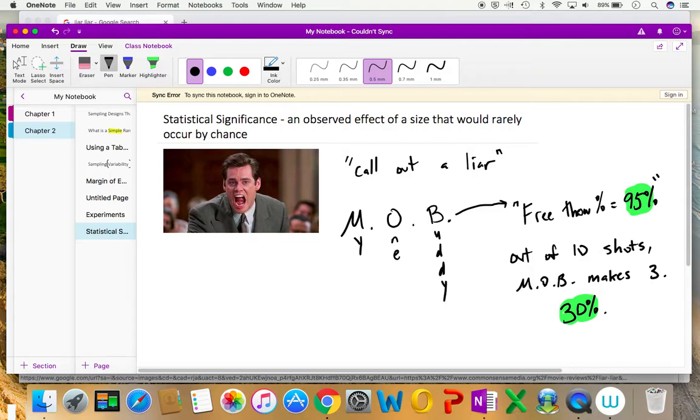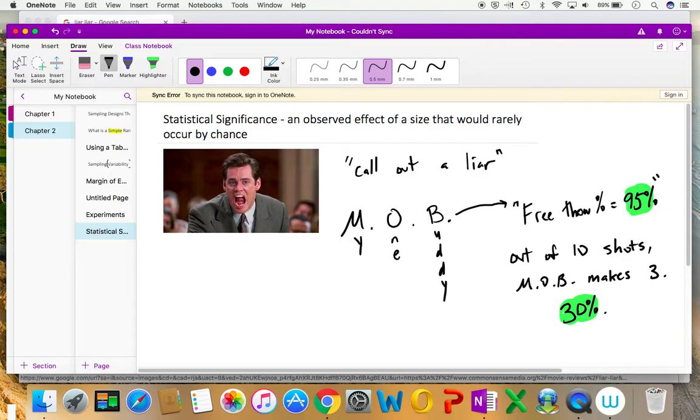Okay, and I think the answer would be yes. It could happen. It's not likely, but in any 10 shots, a person who says they shoot 95% only makes 3 out of 10. It could happen. So maybe this result isn't statistically significant just yet, but let's change it up a little bit.